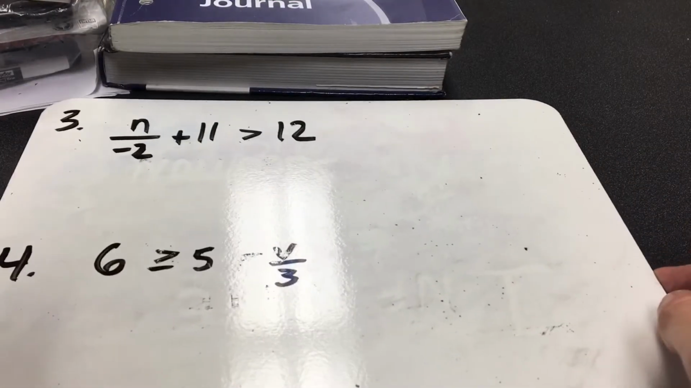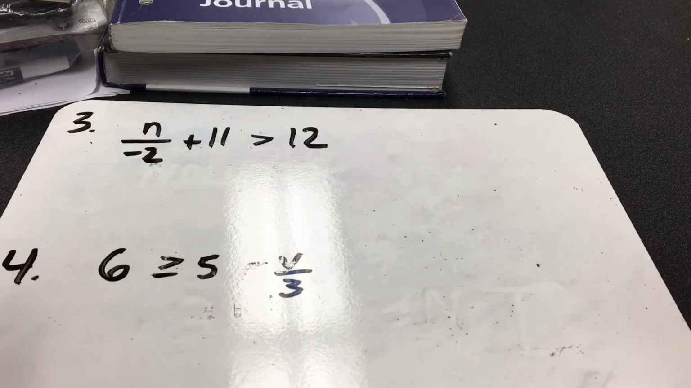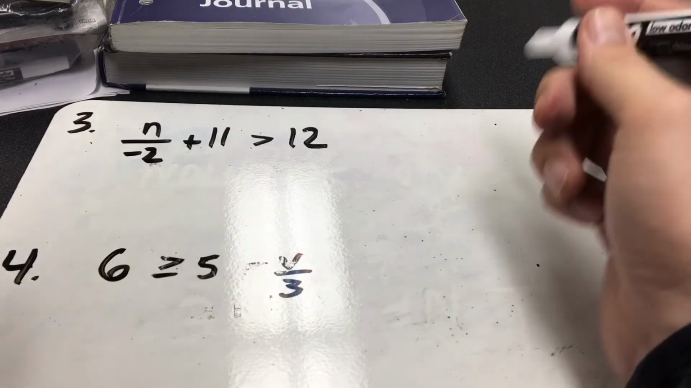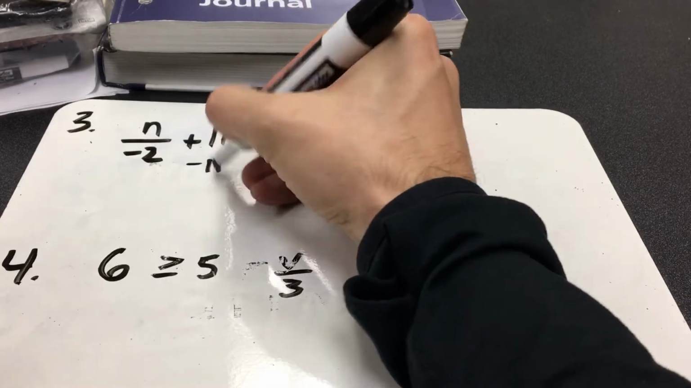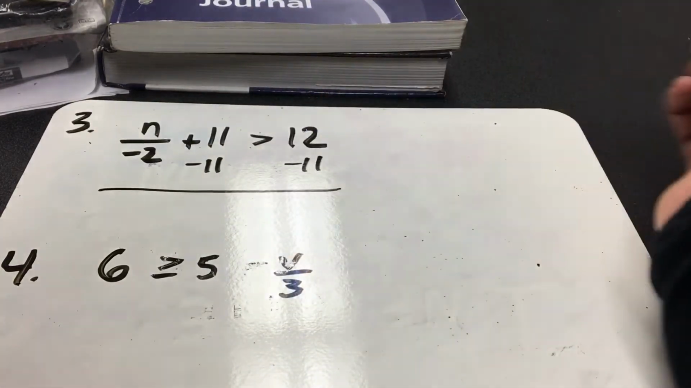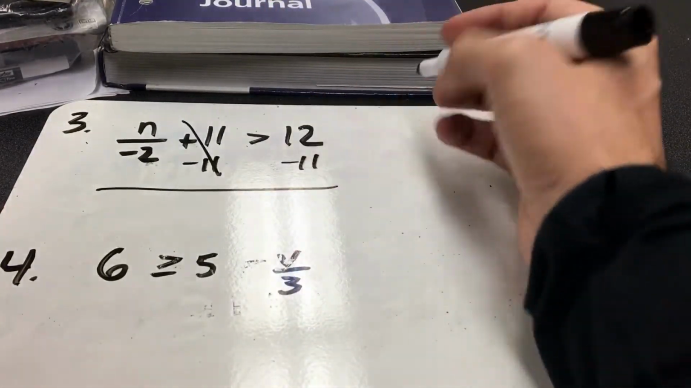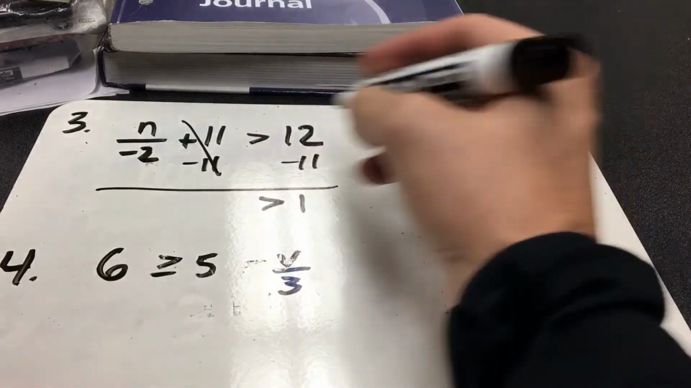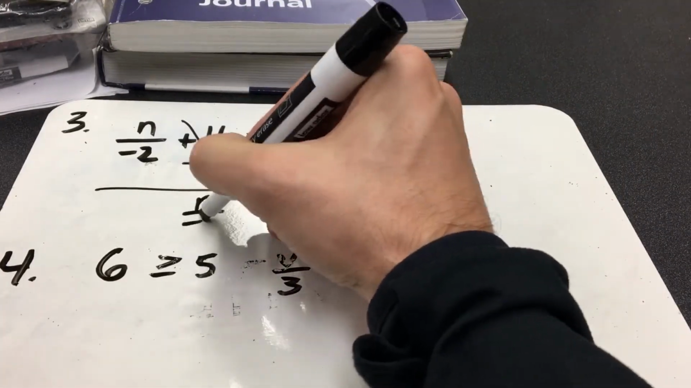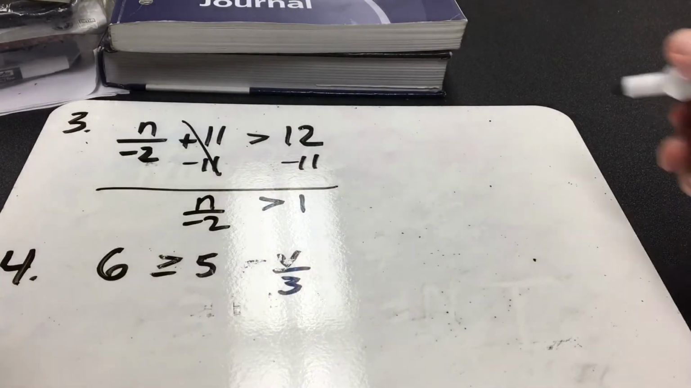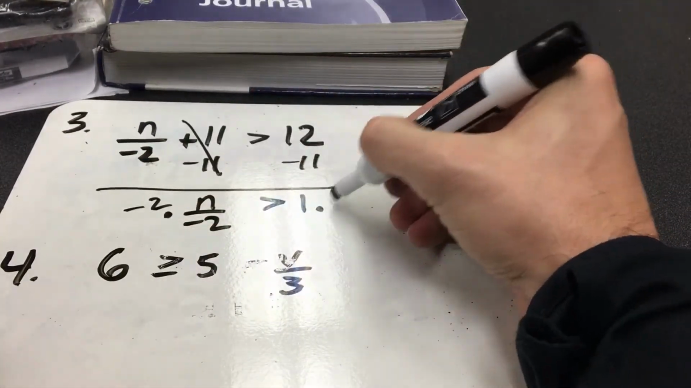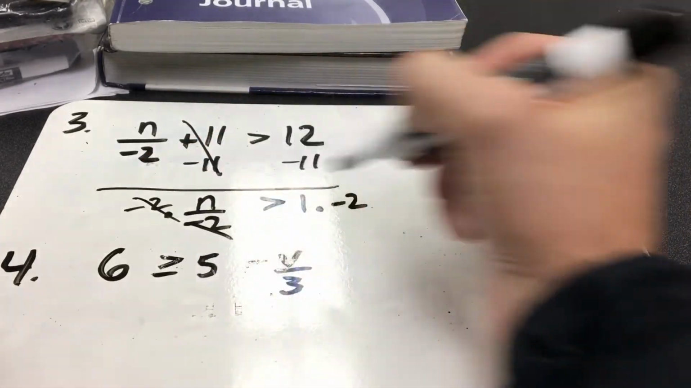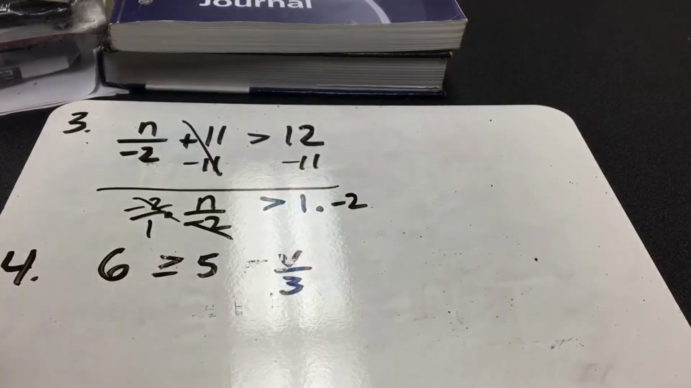Number 3, don't get nervous because they made it look like a fraction. That is okay. We can handle that. Instead of adding 11, I want to do subtracting 11. I can still do that, not going to be a problem. 12 minus 11 is 1. The symbol is still here. My n is being divided, right? A fraction is a way of showing division. So instead of dividing by negative 2, I want to do multiplying by negative 2. Look what I did on this one. Over here, some people put a 1 underneath it to make it look like a fraction.